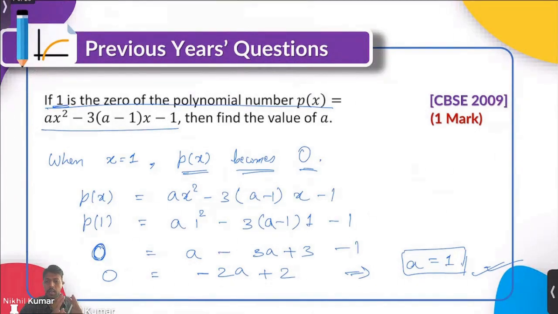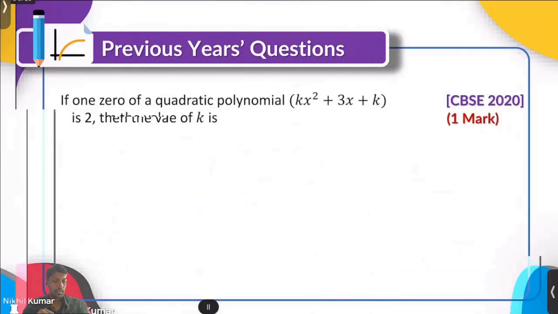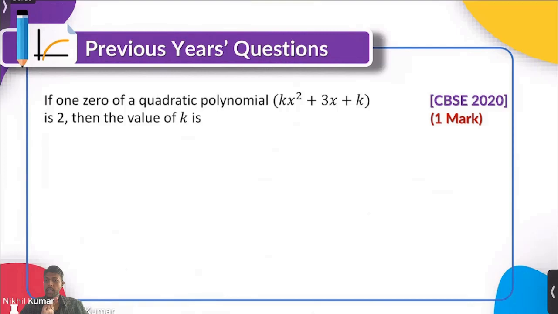So let's look at one more question based on the zeros of a polynomial and values of a polynomial. Again, pause the video, try it out, and then come back to watch the solution. A very similar question as the last one. It says if one zero of this quadratic polynomial is 2, then what is the value of k?